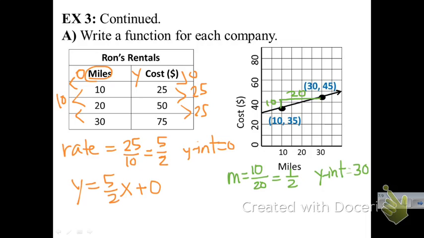In class we talked about sometimes when you go to rent something that they give you a service fee to start out with, or a service charge, and so that might be what that $30 is. And then to write the equation in terms of y and x like we did in the last one, you would say y equals 1/2 x plus 30.